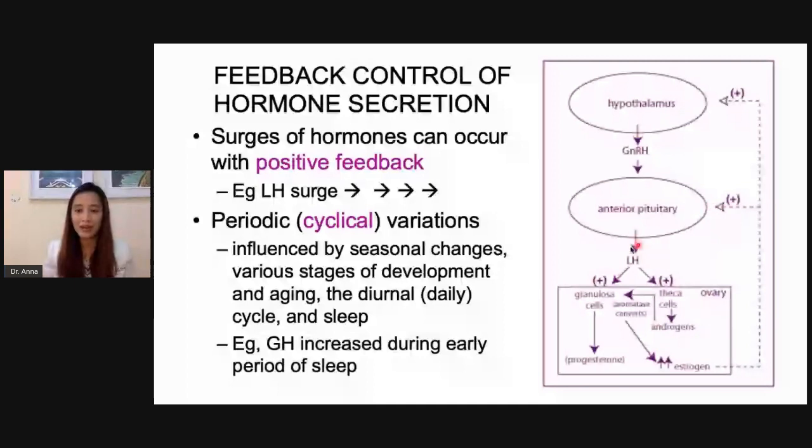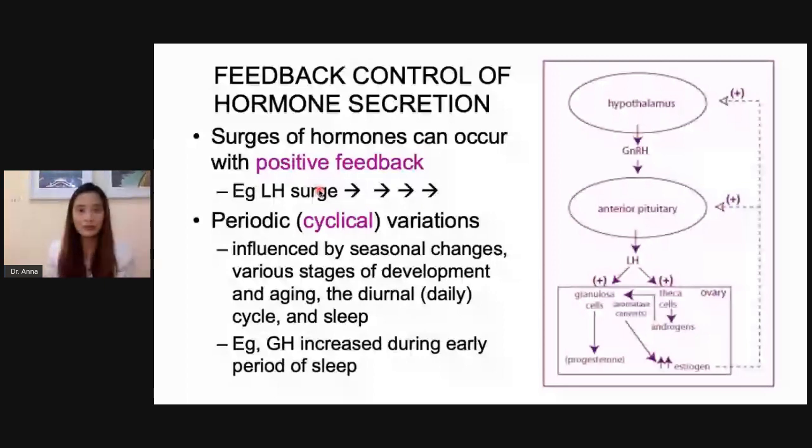So your estrogen will stimulate your anterior pituitary to produce more LH. And the increase in LH will now produce more estrogen, and then provide again another positive feedback until the patient or the ovaries will experience an LH surge, resulting in the ovulation or the release of your ovum from the ovaries.